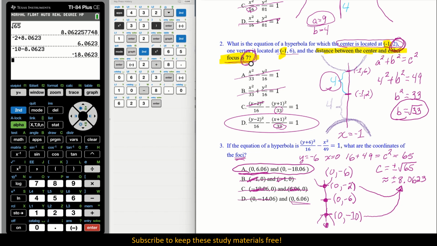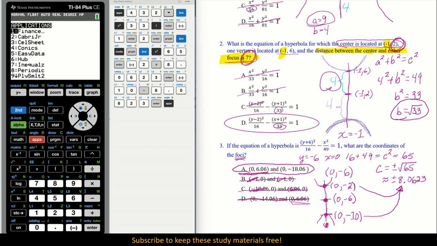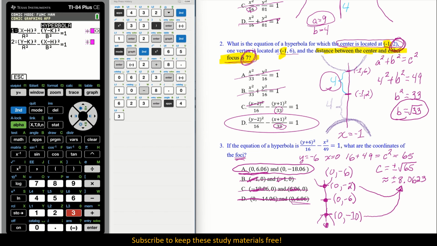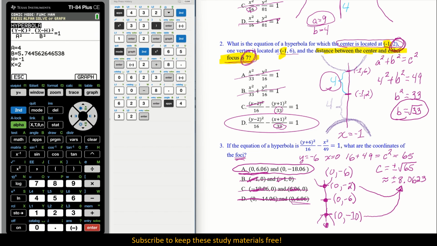For some reason, I'm not quite sure how they got the -14. Oh, I see what they did. They used the center instead of a vertex. Well, that's a logical mistake. Okay, so let's go on to number 4. Oh, you know what? Before we go on, we need to put that in a calculator just in case. So let's go 4 and 3, and we're still going with 2. It doesn't hurt to check. So A is 4, and our B value is 7.